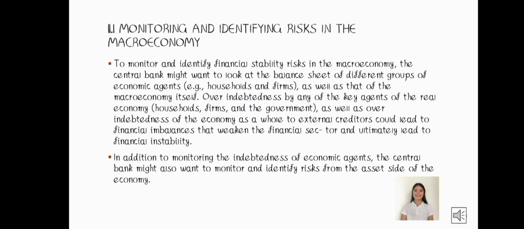Although over-indebtedness of agents might be difficult to identify, the central bank might also consider adopting the gap measurement approach advocated by Claudio Borio and Philip Lowe in two separate papers published in 2002, whereby the actual level of credit to GDP is compared to its historical trend as an indicator of agents' degree of indebtedness. In addition to monitoring the indebtedness of economic agents, the central bank might also want to monitor and identify the risk from the asset side of the economy.